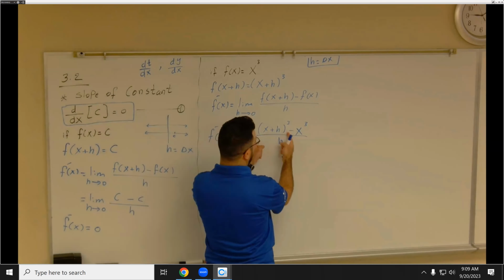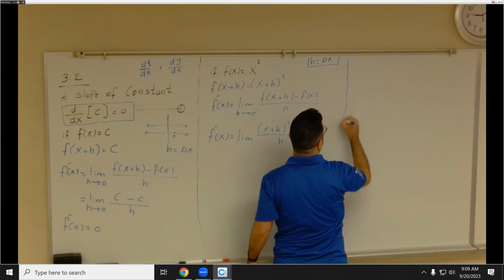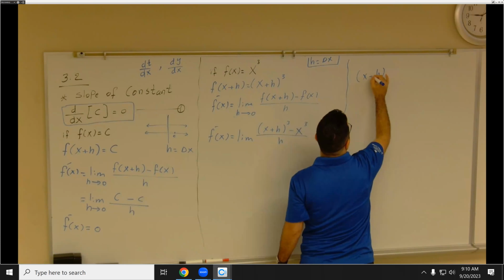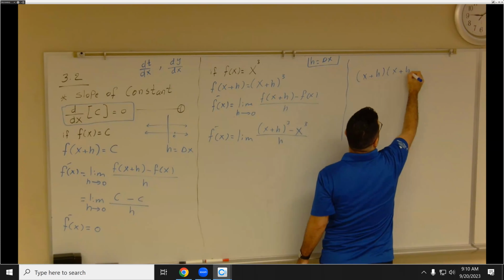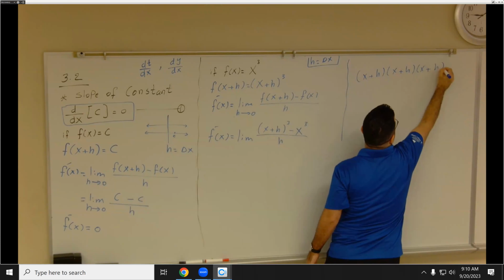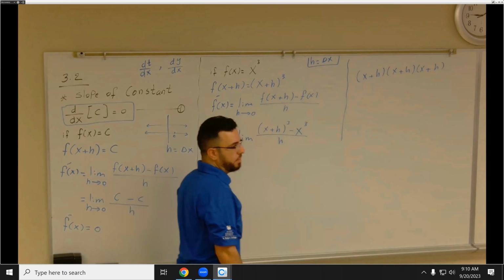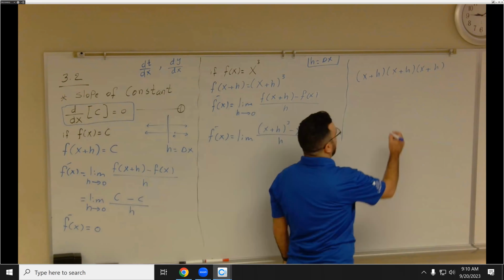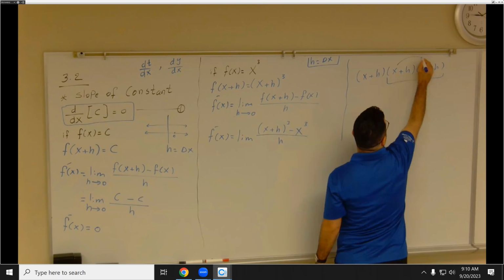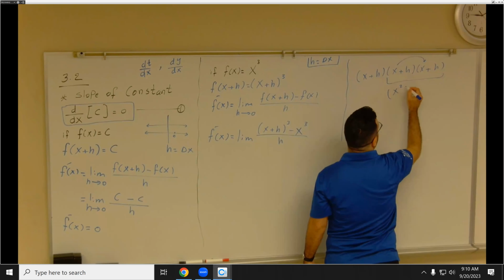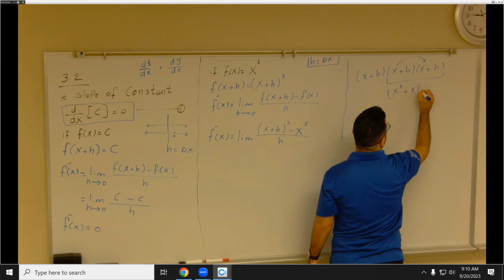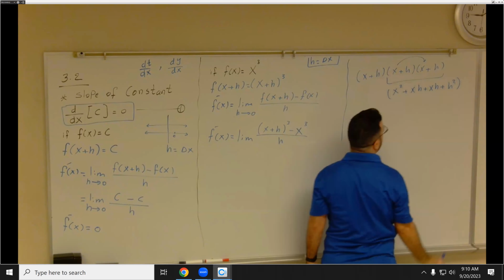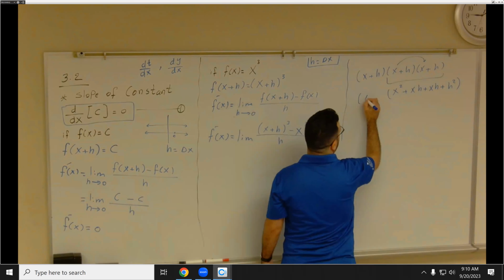Now, let's FOIL this part on the side. We're going to say x minus h, x plus h, and x plus h, and x plus h. Because this one is cubed, I'm going to FOIL it on the side and bring back the result, okay? I'm going to FOIL these two: x times x is going to be x squared plus xh plus xh plus h squared, okay? Now here is x plus h.